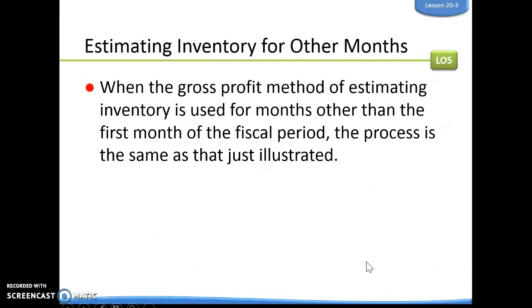When the gross profit method of estimating inventory is used for months other than the first month of the fiscal period, the process is the same that we just showed you. So what they're saying is we usually use this for just the first month. However, if they continue using it, it's the same steps, the same 4 steps.